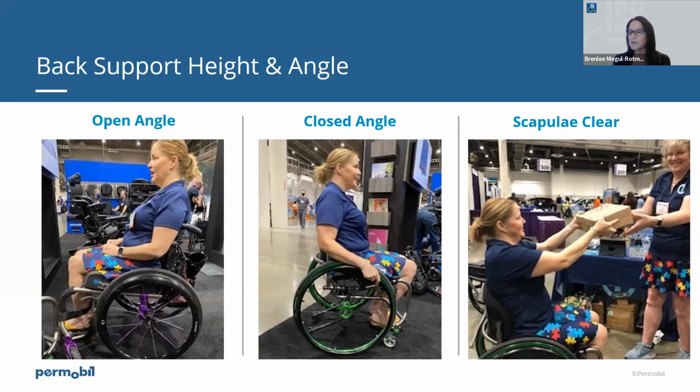And then in the last picture, you can see how she's able to reach with ease and hand a box almost overhead to her coworker there. She's got such improved back support positioning. So her scapulae are clear, her mid and lower back are supported. And from this proximal stability, she's really maximizing that mobility of the upper extremities that's going to allow her to do her functional tasks.